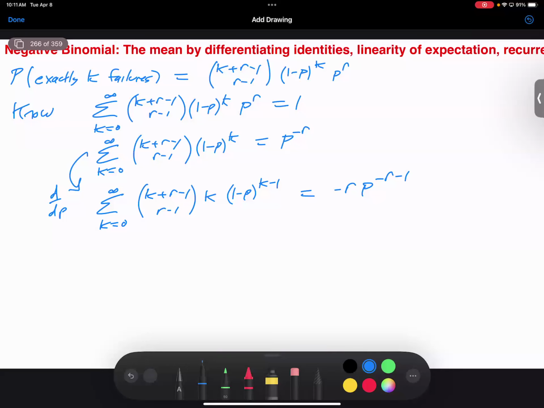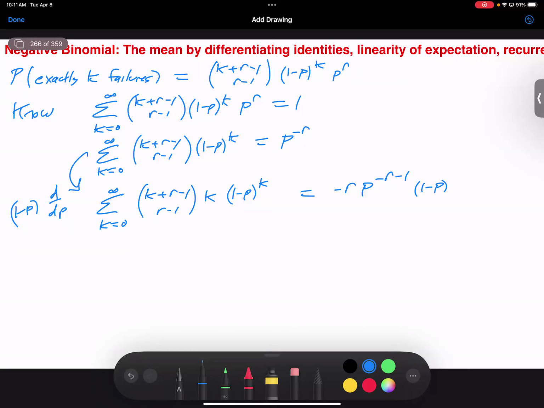But I no longer have a (1-p)^k. I've got a (1-p)^(k-1). What could I do? Yeah, multiply by 1-p. Then this is not going to change its power. So let's not take the derivative with respect to p, but multiply by 1-p and then take the derivative. And so now when we do that, the only change is now we have a 1-p over here.